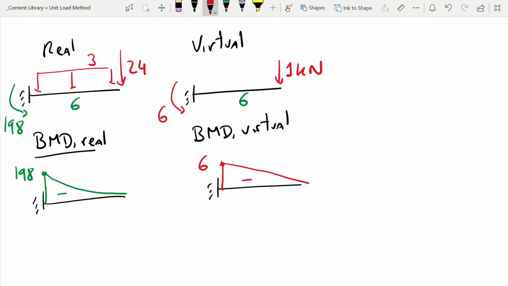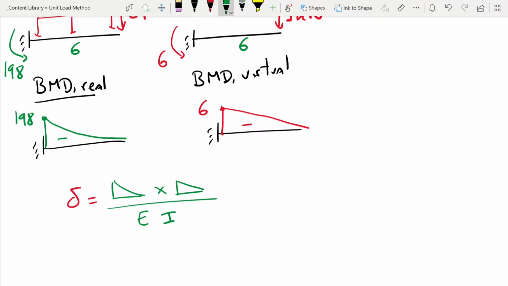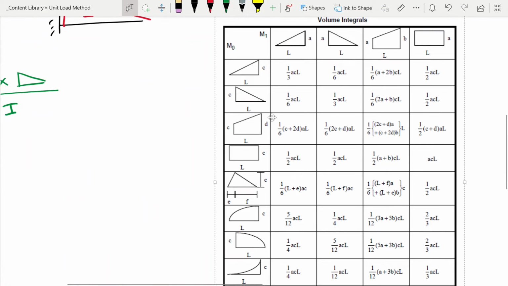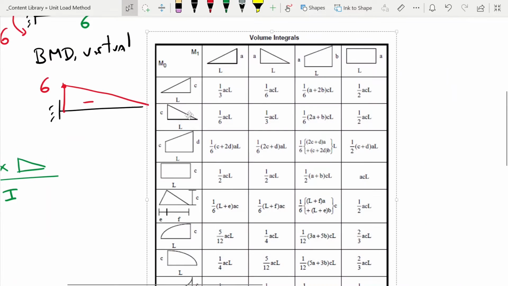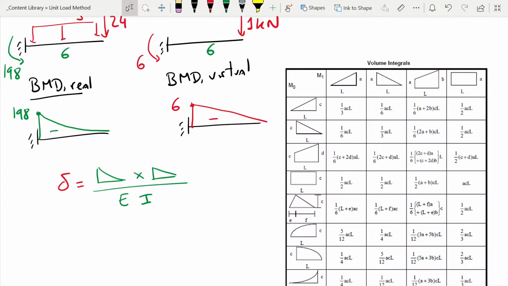so we are ready to get our displacement. So if we now use the equation from the principle of virtual work, we can get that delta is nothing more than a parabola times a triangle divided by EI. So now we could go into the table and apply this table and get the right answer straight away. But if we do it the way we set up this problem, we won't get the right answer. And I'll try to explain to you why.